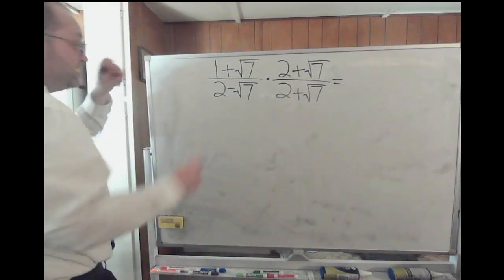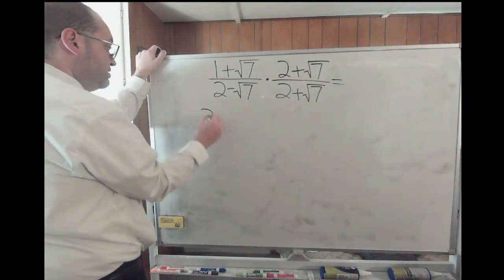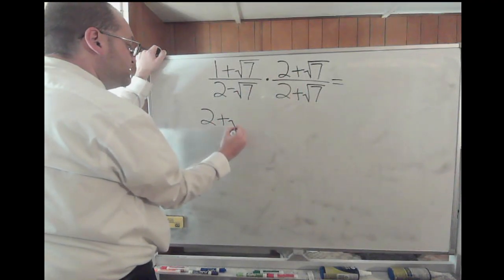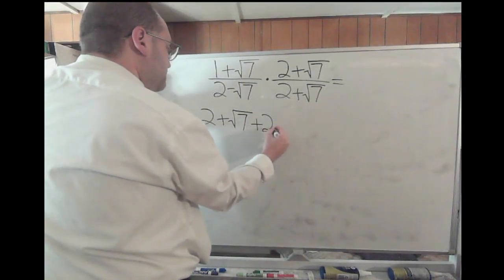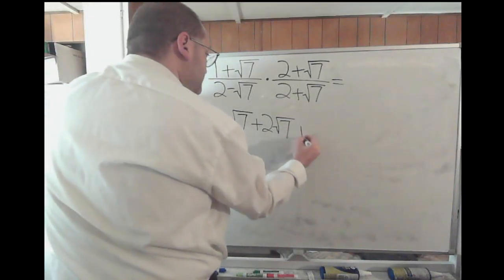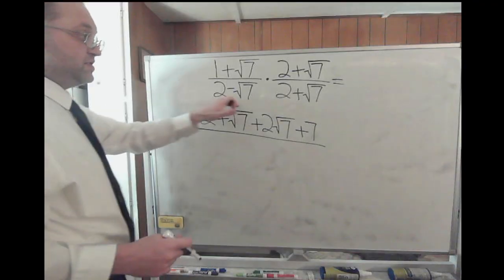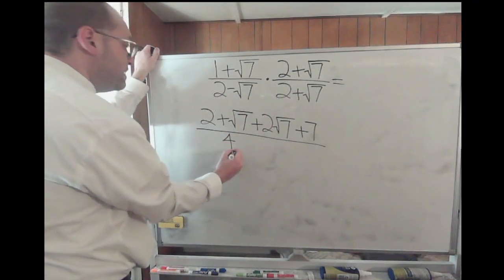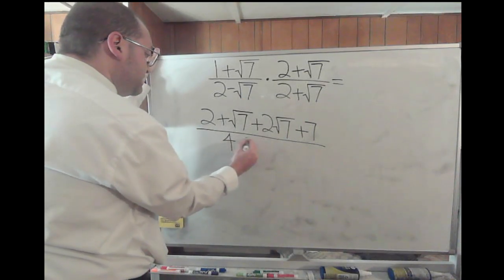Now we need to FOIL the top. So 1 times 2, that's going to be 2. Then you have 1 times the square root of 7, that'd be plus the square root of 7. Then you have square root of 7 times 2, this would be plus 2 times the square root of 7. Then you have square root of 7 times square root of 7, this would be plus 7. You would have all that all over the bottom, which is a difference of 2 squares. So let's see, 2 times 2 is 4. Then negative square root of 7 times square root of 7, that would be minus 7.